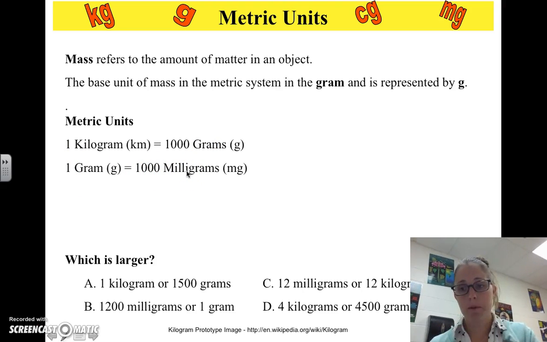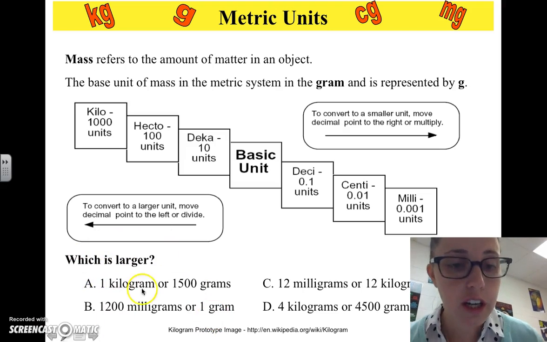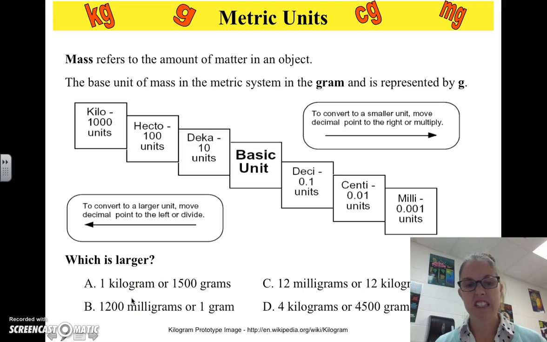And we are going to remember that when we convert units in the metric system, we can use this handy device right here. To determine which is larger, just like we did in our previous video, we want to convert so that they're in the same unit. A kilogram and a gram are not the same unit, right? So we need to move one either to grams or one to kilograms. It's probably easier to convert 1 kilogram into grams.